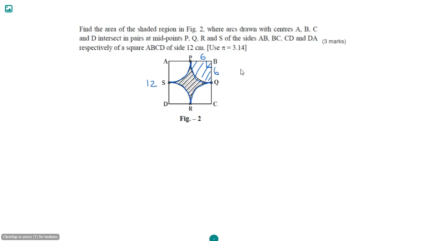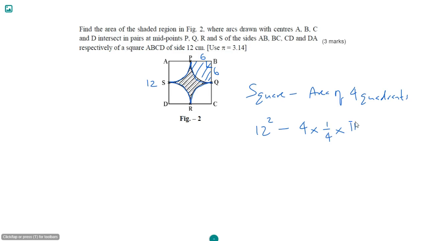So finding the shaded region's area is quite easy. You need to find the area of the square and then subtract the area of the 4 quadrants. So area of the square is 12 squared because 12 is the side, and area of the 4 quadrants will be, you know that each quadrant has the same area, so it's going to be 4 times area of each quadrant, and area of a quadrant is 1/4 of the area of a circle, so that's 1/4 of pi r squared, and r in this case is 6.